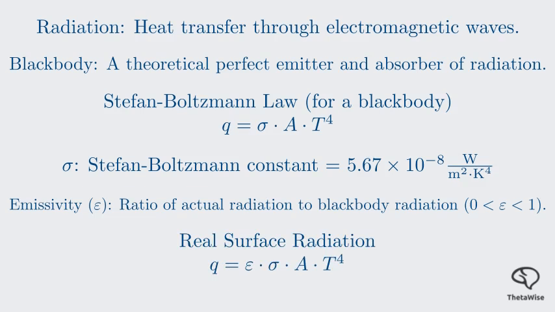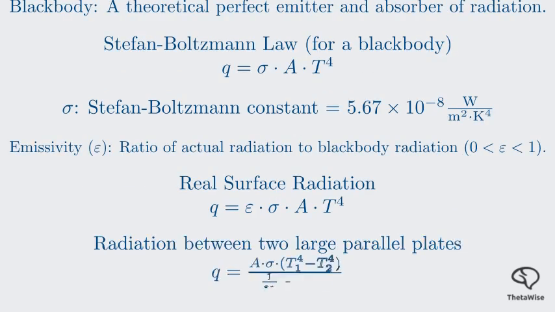And finally, when two surfaces at different temperatures are radiating heat to each other, the net heat transfer is the difference between what each emits and absorbs. For radiation between two large parallel plates, this is given by Q equals the area times sigma times the temperature difference to the fourth, divided by the sum of 1 over epsilon 1 and 1 over epsilon 2 minus 1. So, to recap, radiation is energy transfer via electromagnetic waves, doesn't need a medium, and its rate is strongly dependent on temperature to the fourth power and a surface's emissivity.